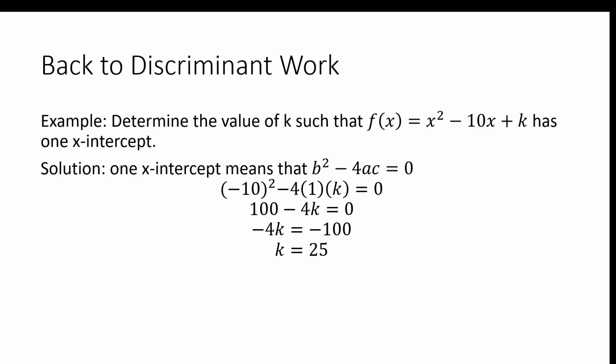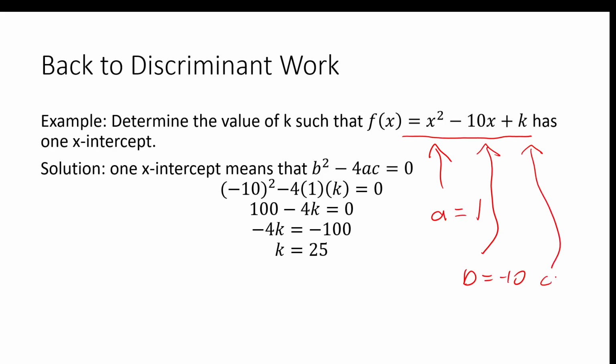So let's take this new knowledge and go back to discriminant work. What if we wanted to determine the value of k such that f of x equals x squared minus 10x plus k had one x-intercept? Well, looking at this expression, I would see that a is equal to 1, b is equal to negative 10, and c is equal to k. So I would know that b squared minus 4ac had to equal 0 because there's one x-intercept.